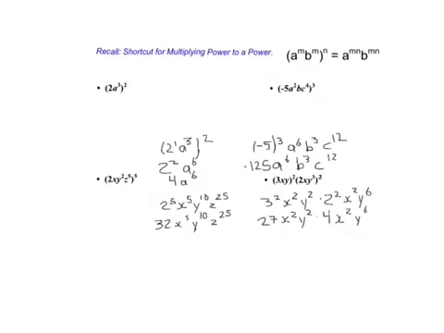Alright, let's check your answers. I got 32, x to the 5th, y to the 10th, z to the 25th. And for the second one, I'm not quite finished. I hope you all got to this step, but we're not simplified now.